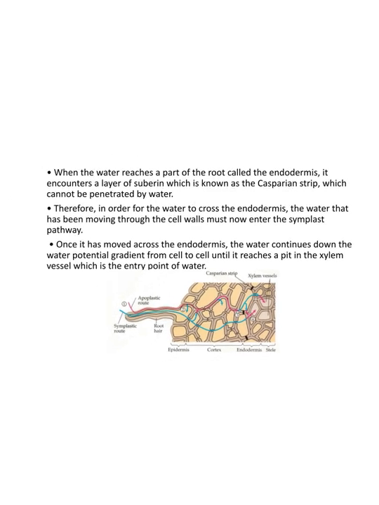When the water reaches a part of the root called the endodermis, it reaches this layer of suberin which cannot allow water to pass through, and this is called the Casparian strip, which we can see here as that black mark. Okay, so water cannot pass through, and therefore water is going to have to move into the symplast pathway. So it's going to be moved into the cytoplasm of the root hair cell. So once it has passed through the endodermis, it can continue down the water potential gradient from cell to cell until it reaches a pit in the xylem vessel, which is now its entry point for water.